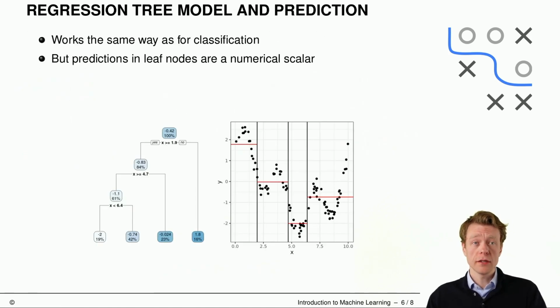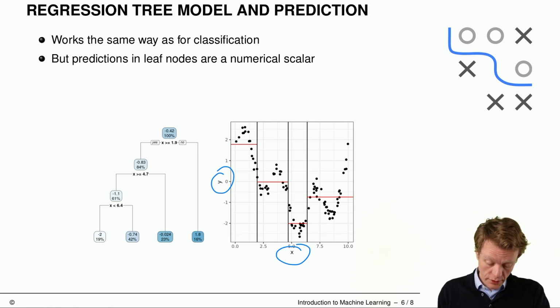Now I've told you before that we can use trees for regression as well. And basically the idea is exactly the same as for classification. The only difference is the predictions in leaves or terminal nodes are a numerical scalar and not a distribution of classes or a hard label class. So we have here an example of one continuous feature and one continuous target. So we have a regression task here, and the points are the data points.